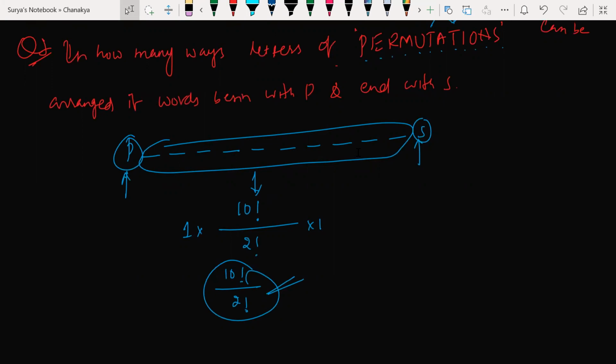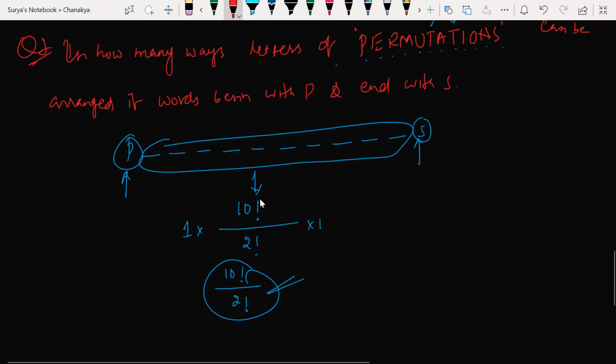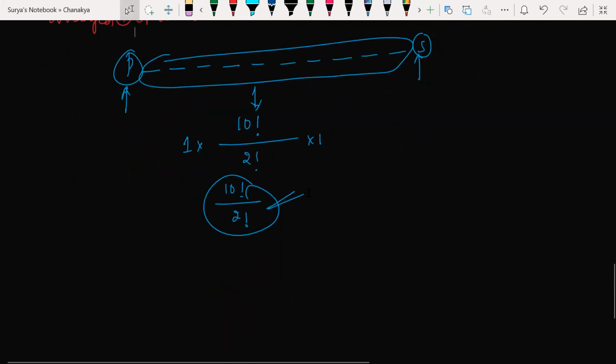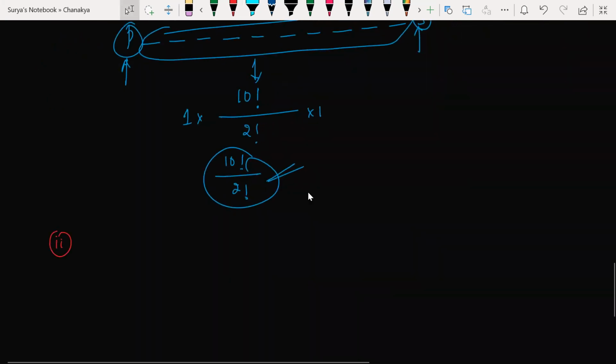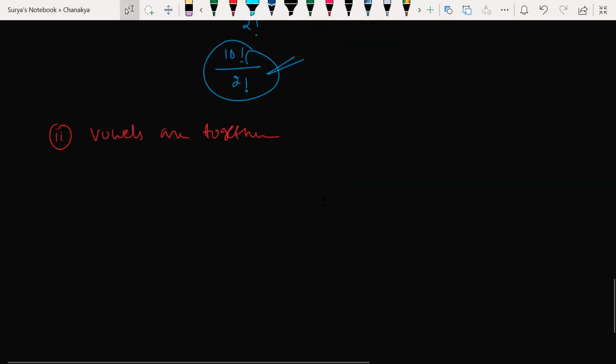Clear? In how many ways can the letters of the word be arranged if the words begin with a P and end with S? That was the first question. Next, same question, same word, and the vowels are together. Then in this case, what is the number of ways?